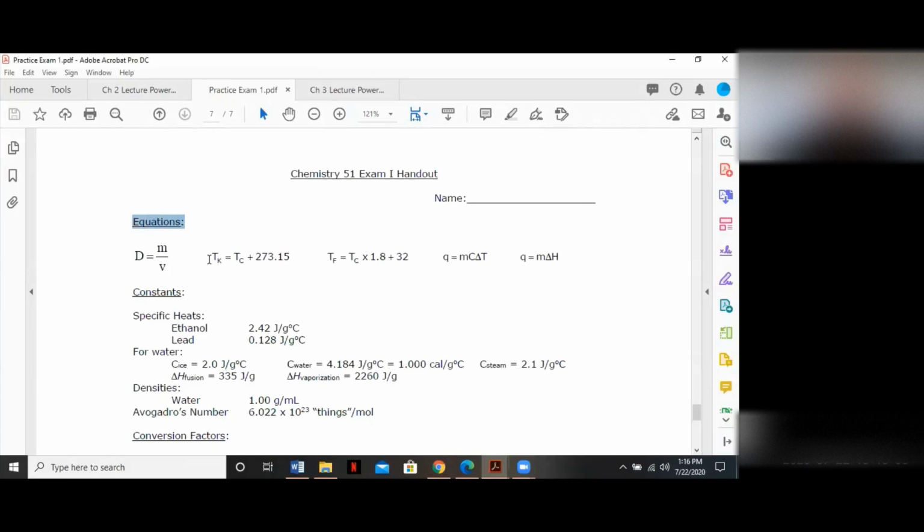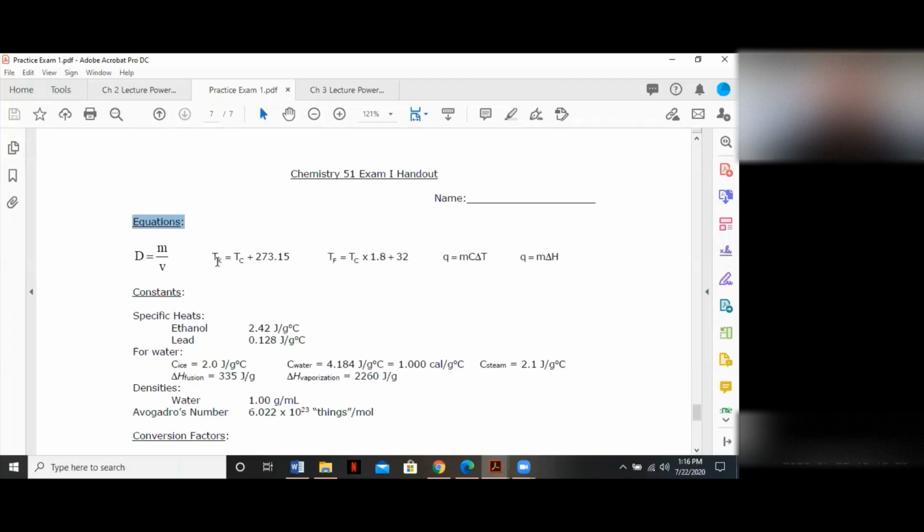And in the equation sections, you will see one or two important equations for you to go from one unit to another. What is that supposed to mean? What it means, this equation is telling me that Kelvin equals Celsius plus 273.15. This equation tells me Fahrenheit equals Celsius times 1.8 plus 32.